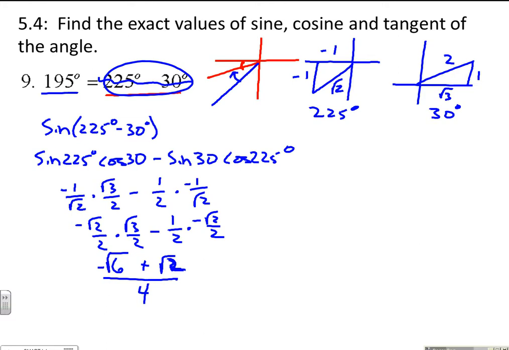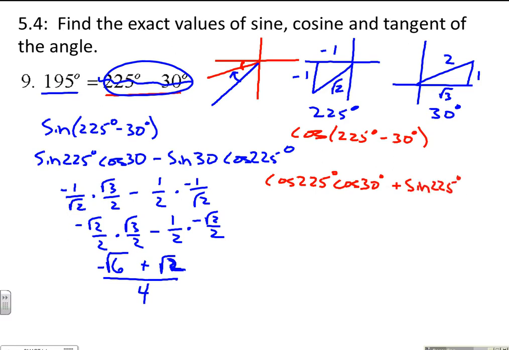Let's go through the cosine process with that. I think I have enough room to go through cosine. To find cosine of 225 degrees minus 30, we need the cosine difference rule. And the cosine difference rule is it becomes cosine cosine plus sine sine. Or in other words, cosine 225 cosine 30 degrees plus sine 225 sine 30 degrees. So our cosine 225, you can check real quickly, x on r from the 225 is negative 1 on root 2 or negative root 2 on 2.